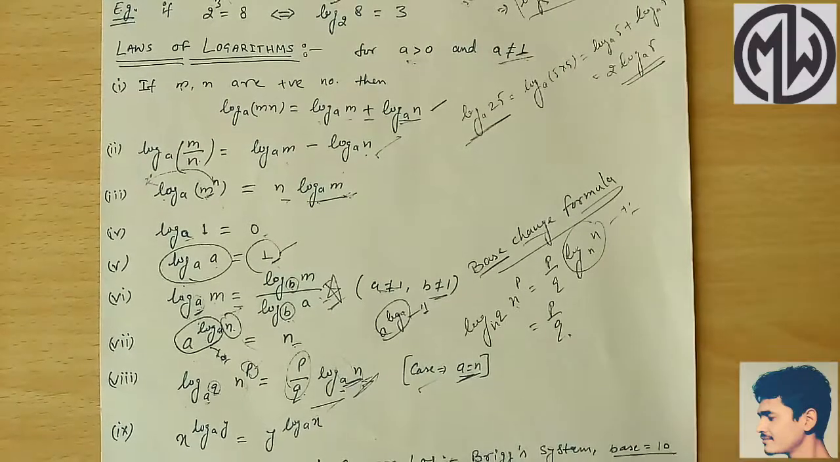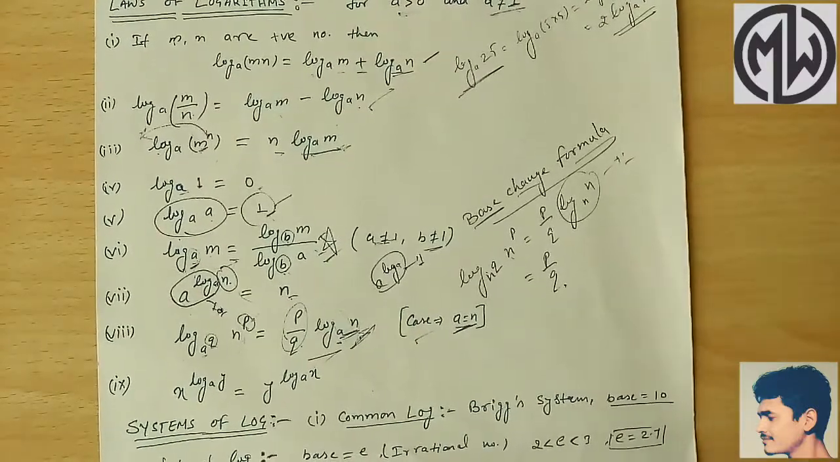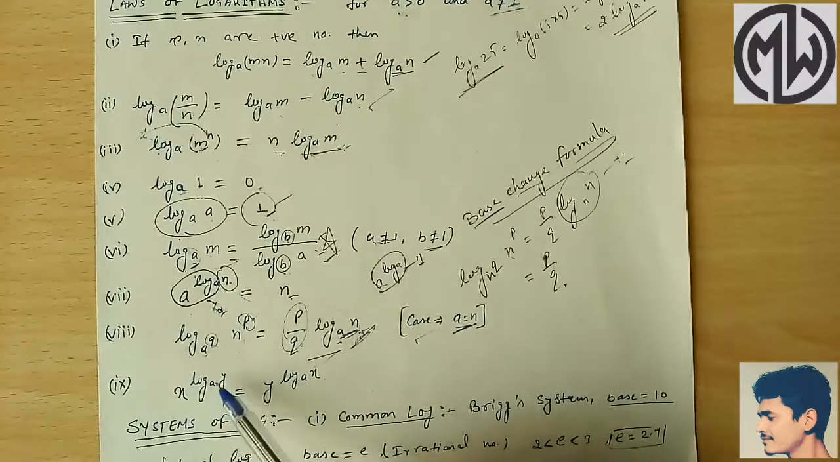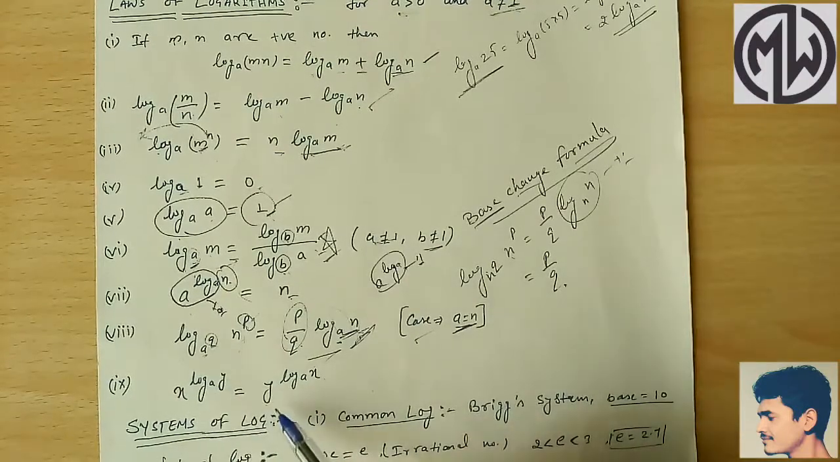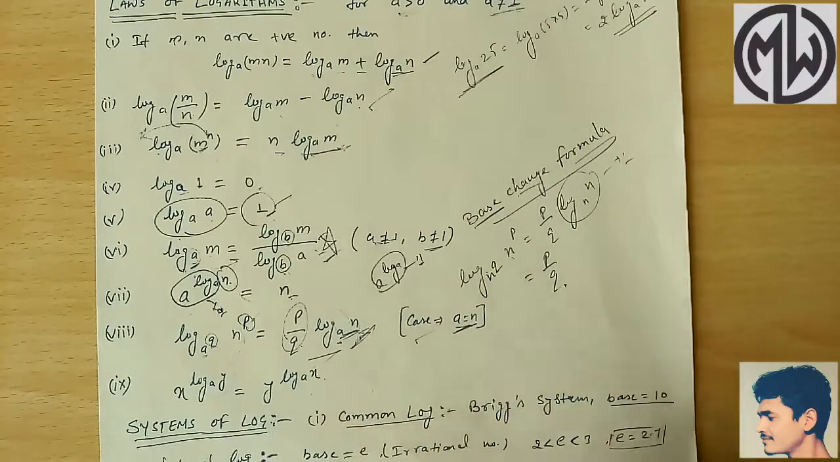This is one of the cases for this property. Next is x raised to power log_a y is equal to y raised to power log_a x. If we interchange x and y, the value of this part will be equal to this part.